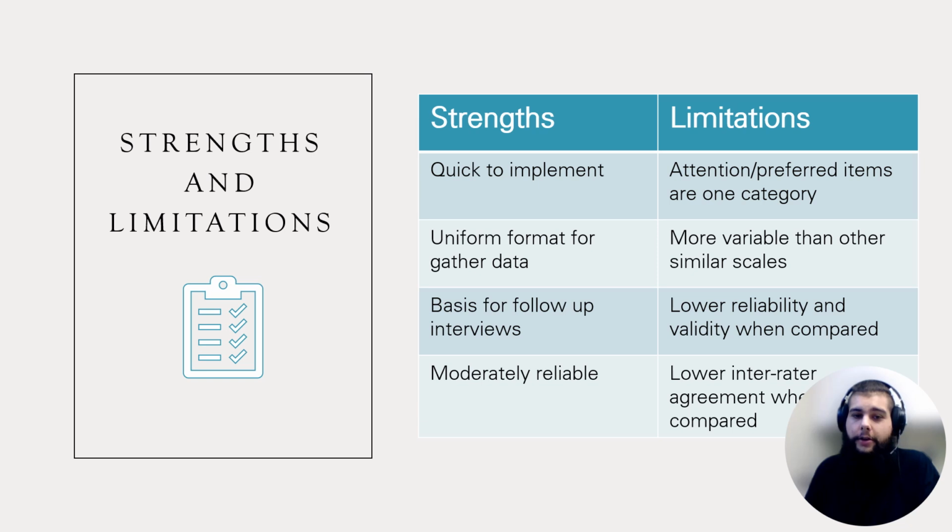attention and preferred items are a single category, whereas in other similar scales, these are split into two different subscales. This means that the FAST is less accurate and therefore more variable than other similar scales. Both the QABF and the FACT exhibit higher reliability in inter-rater agreement, test-retest reliability, and internal consistency when compared to the FAST.